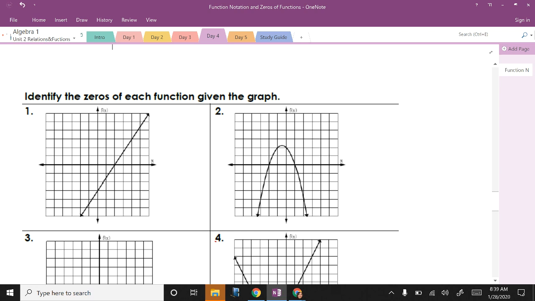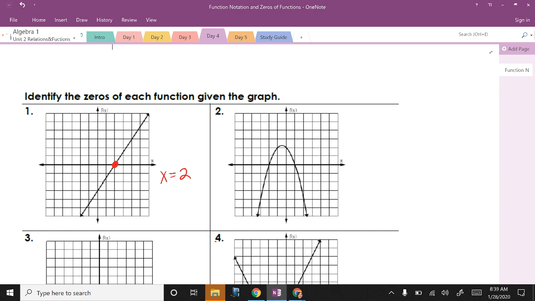What's an x-intercept? Where it crosses the x-axis. So right here, number 1. Right here. Boom. Crossing the x-axis right there, you're just going to write x equals 2. Okay? So you're looking for the x value where your graph crosses the x-axis. It could be more than one. Yes.